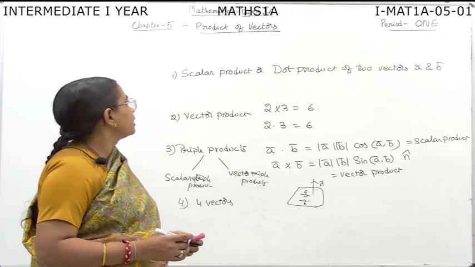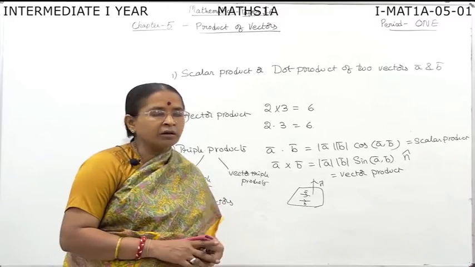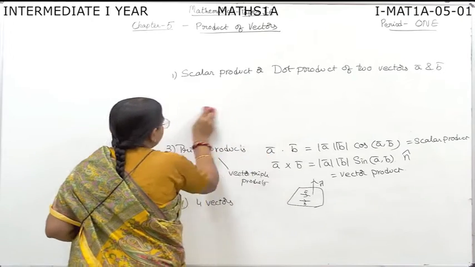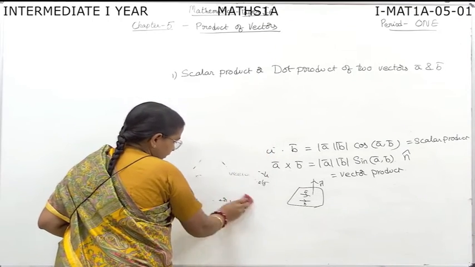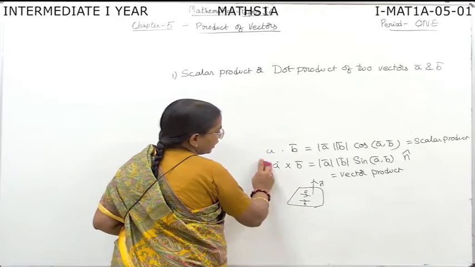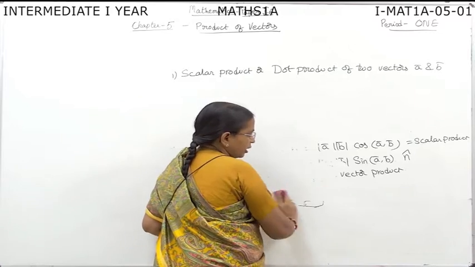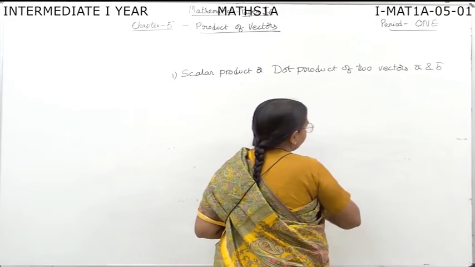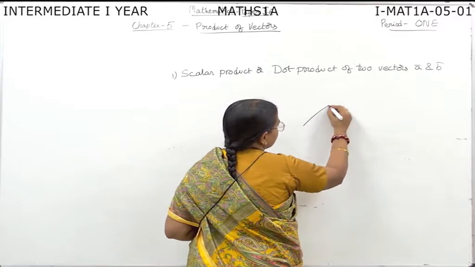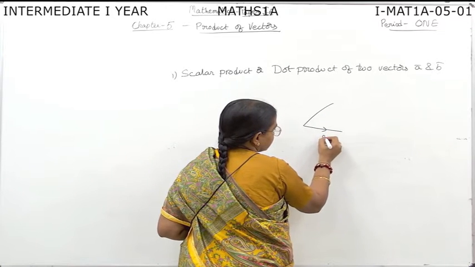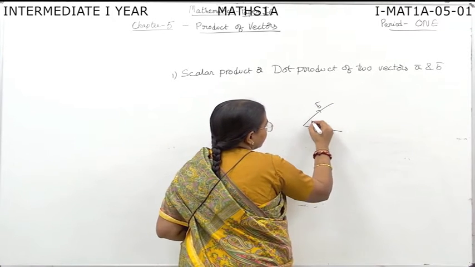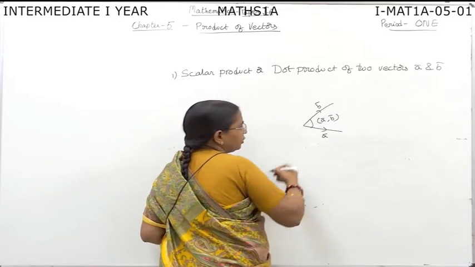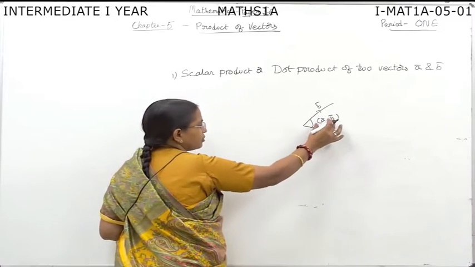Now first we'll start with the scalar product or dot product of two vectors A and B. The scalar product of two vectors, as I explained here, A dot B is mod A into mod B into cos of angle between A and B. So suppose the vectors A and B are like this. This is A and this is B. Now the angle between A and B, we denote like this, theta, or we use this symbol.